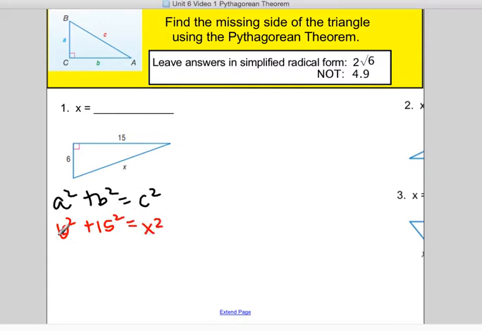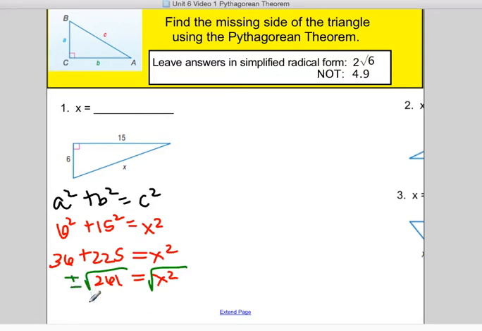6 squared is 36, 15 squared is 225. And when I add 36 plus 225, I get 261 is equal to x squared. And now in order to solve for x, I would take the square root. Biggest thing to remember is when you take a square root, there's two answers, positive and negative. However, whenever you're using the Pythagorean theorem, you're never going to want a negative side length. So x will just be equal to the positive square root of 261.